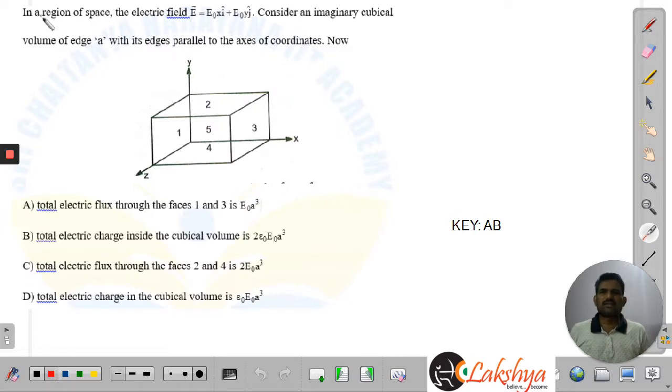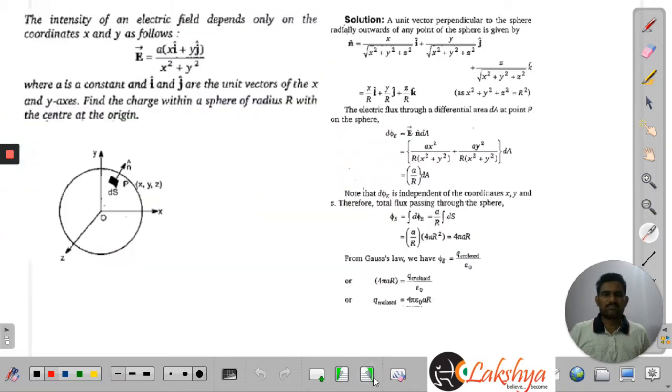Let us take another problem. In a region of space, the electric field is given by E naught x i cap plus E naught y j cap. Consider an imaginary cube of edge A with edges parallel to the coordinate axes. This is a multi-correct answer type question. You need to answer regarding the flux calculations: the flux passing through 1 and 3, and 2 and 4. You need to calculate the flux passing through each face. For this the answer will be AB, so check with that answer.